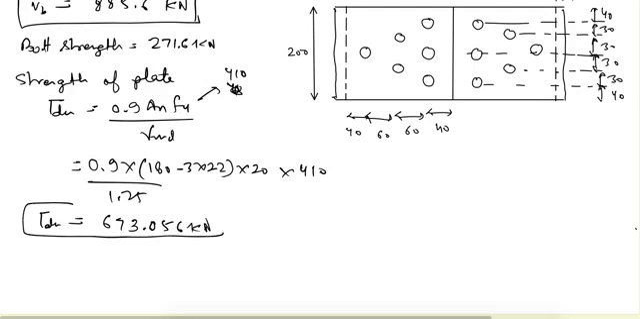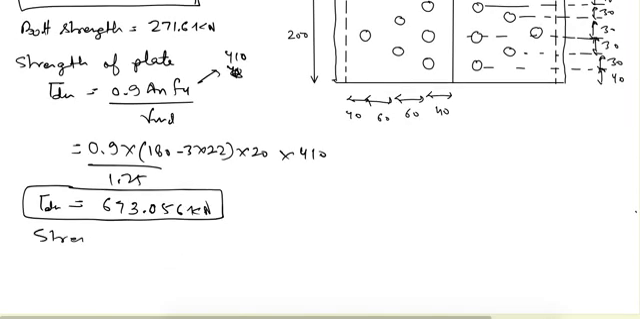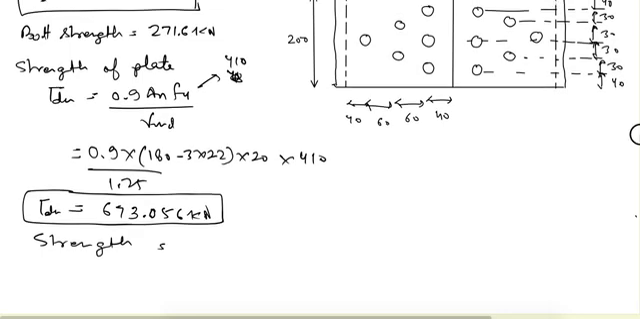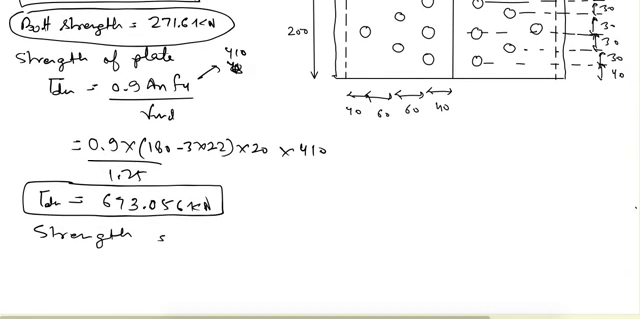So we have obtained the strength of bolt and we have obtained the strength of plate in rupture. So the strength of joint would be the minimum of these two, that is strength of bolt and strength of plate at the critical section. Strength of bolt is 271.6, and strength of plate is higher, that is 673 kilonewton. So obviously the strength of joint is equal to 271.6 kilonewton.